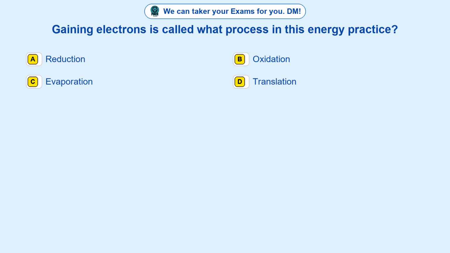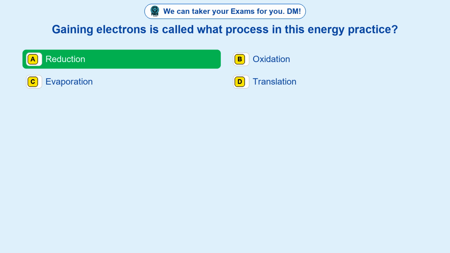Question 44. Gaining electrons is called what process in this energy practice? Option A, reduction. Option B, oxidation. Option C, evaporation. Option D, translation. The correct answer is option A, reduction.